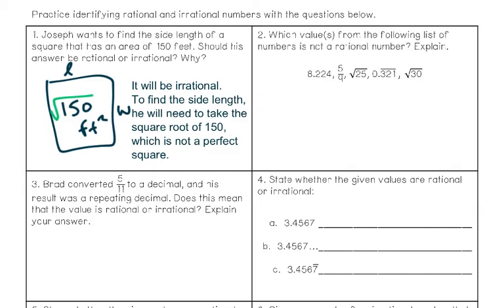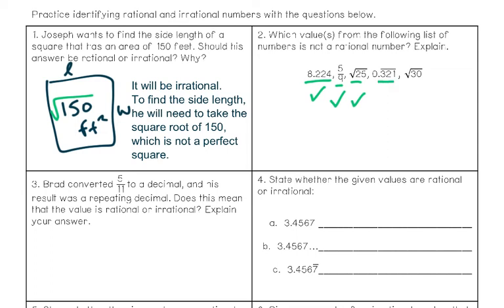So this first number here, 8.224, it ends at the 4. So I know that this is a rational number because it terminates. 5/9 is a fraction. That means ratio. It means rational. Let's look at the next one. It says square root of 25. I know that 5 times 5 is 25, so the square root of 25 is 5 or negative 5. Either way, perfect square means rational.